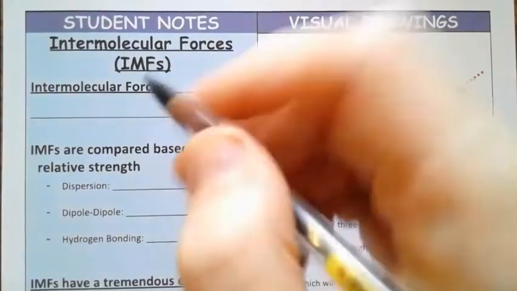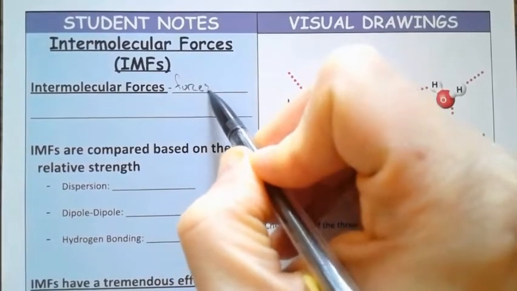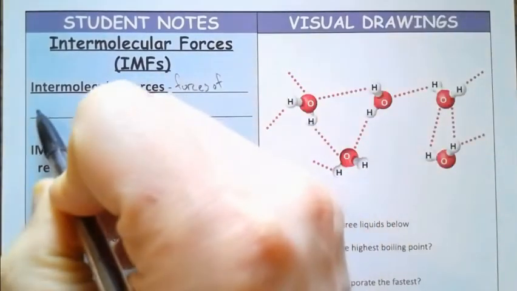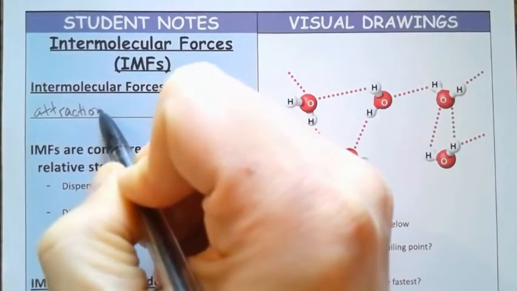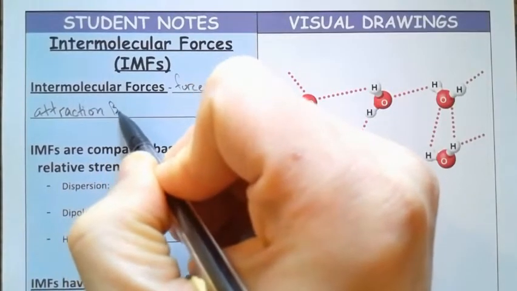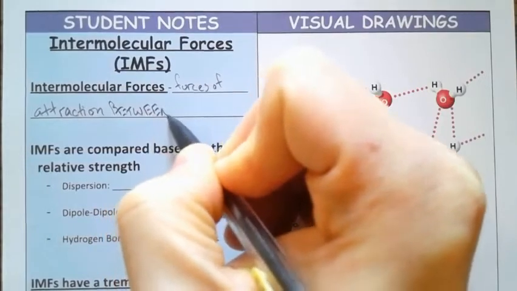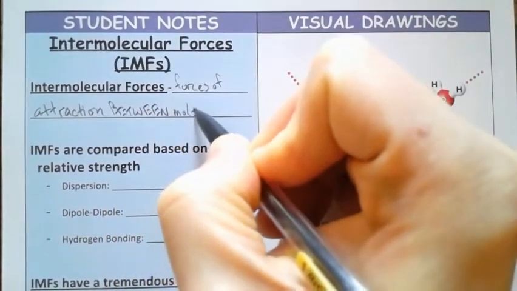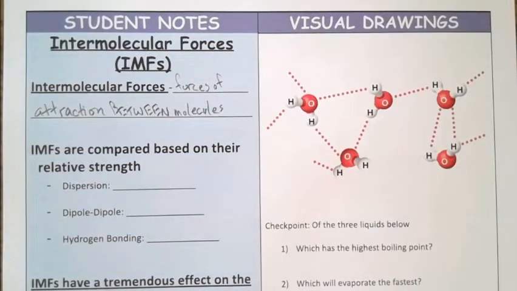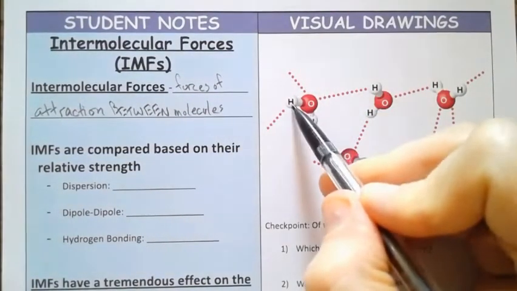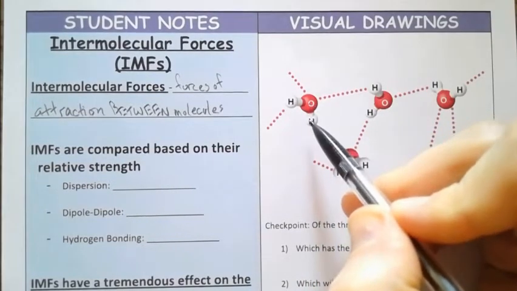So intermolecular forces are the forces of attraction, and this is the key part, between molecules. Okay, so we're not looking at what makes a hydrogen atom bonded to an oxygen atom. That's the bond, the covalent bond within the molecule.